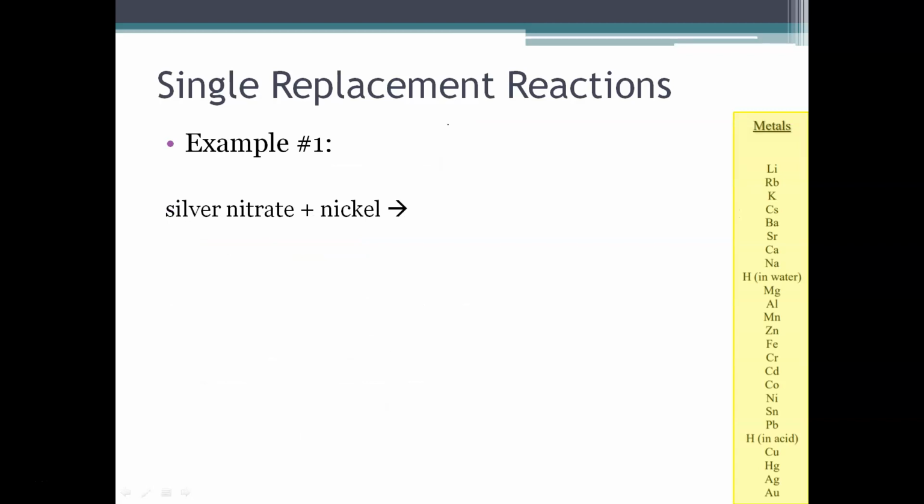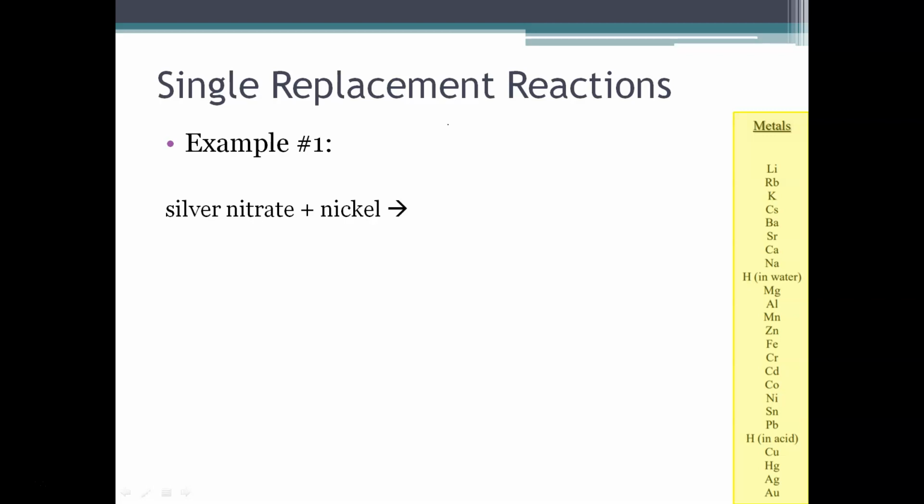You can write these down somewhere in your packet on the lab or on a piece of notebook paper, but you need to know how these work. Example number 1 says silver nitrate plus nickel. Of course you categorize that as a single replacement reaction, because silver nitrate is your compound and nickel is your element. As soon as you know it's single replacement, you want to find your yellow cheat sheet, your activity series, and let's see how it works.